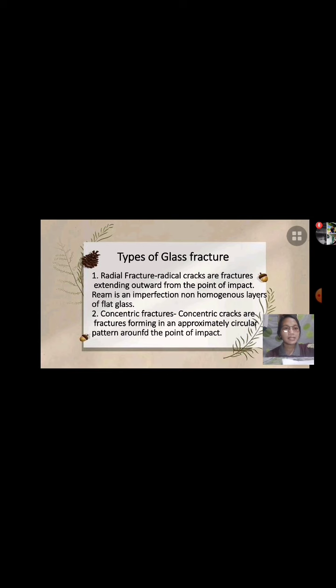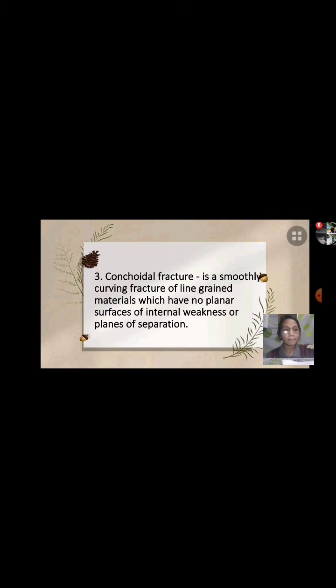So next are the types of glass fracture. Number 1. Radial fracture. Radial cracks are fractures extending outward from the point of impact. Number 2. Concentric fractures. Concentric cracks are fractures forming in an approximately circular pattern around the point of impact.